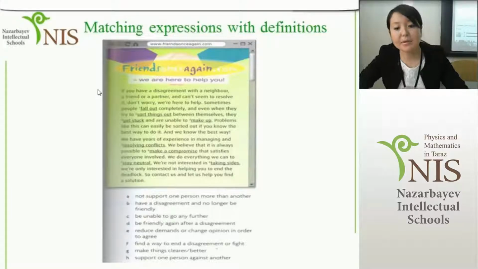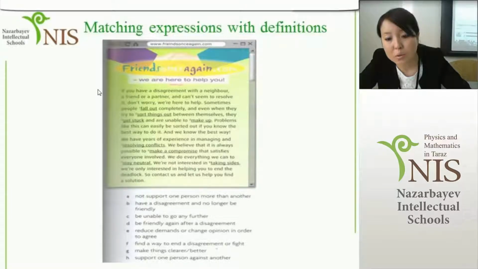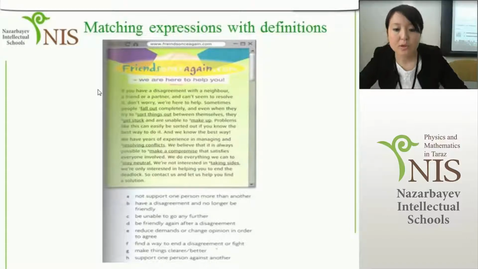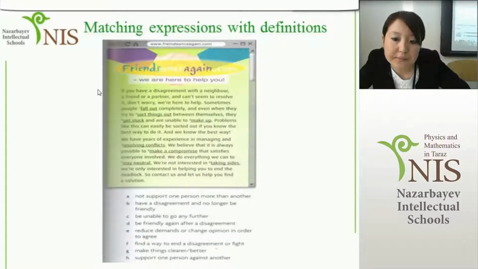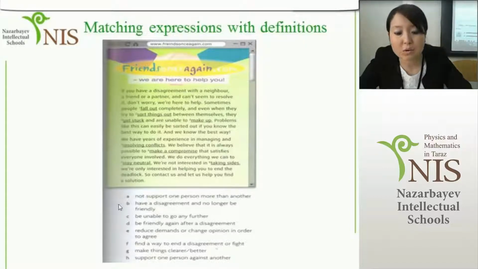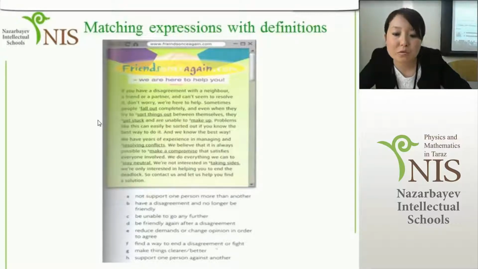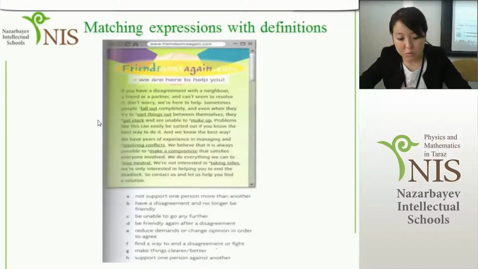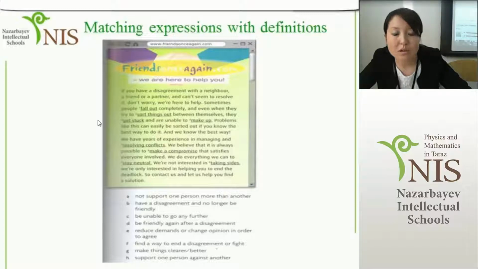And as an example, the teacher can do the first task with the class, and also ask students to underline keywords in the definitions, which help them to find correct answers. While doing this task, teachers should monitor the class. So if they have some questions or if they need help, the teacher can help them by monitoring.